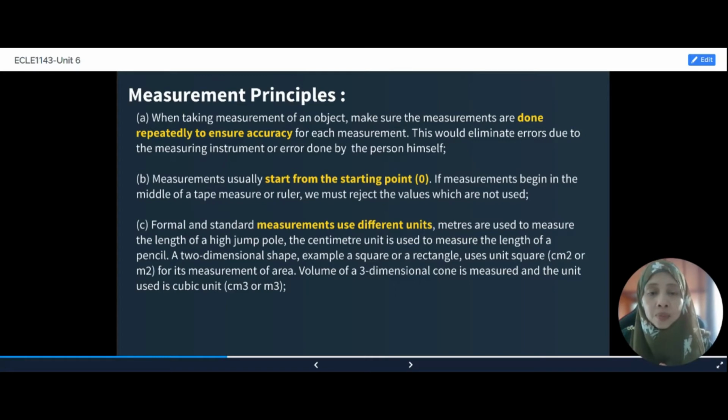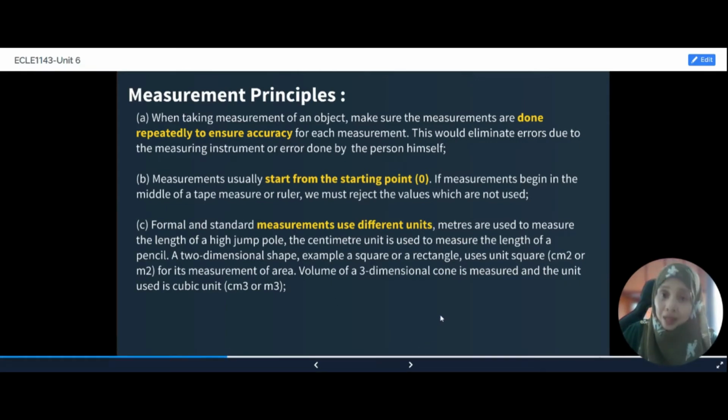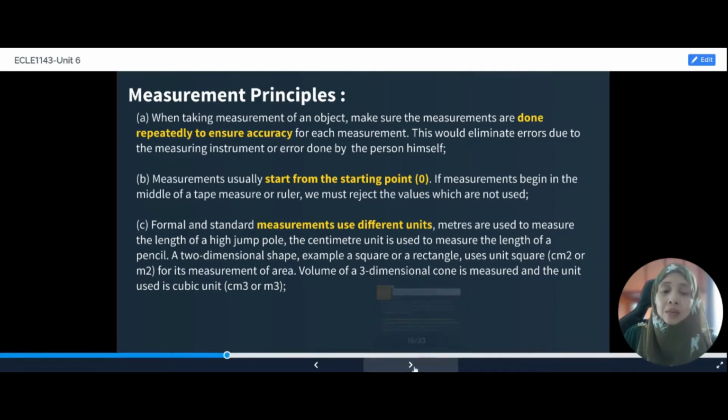Formal and standard measurement use different units. So untuk macam saya bagi tahu tadi, untuk length sentimeter, meter, millimeter. Untuk two-dimensional shape use a square. Untuk three-dimensional cone kita guna isi padu. Okay. So ini adalah measurement principles that we have to address to children when we start teaching them standard measurement.